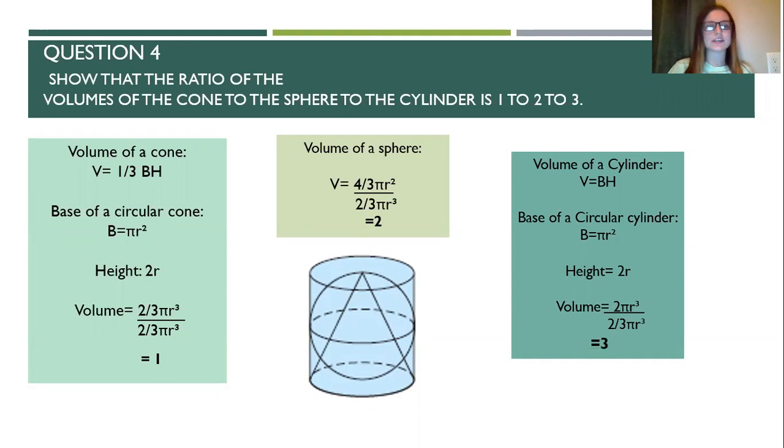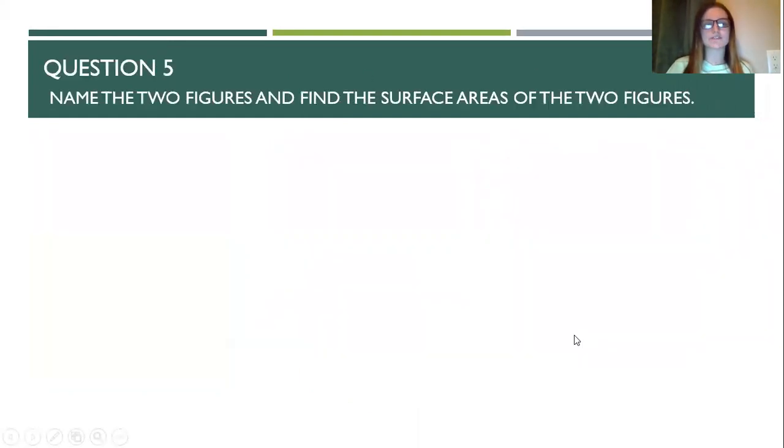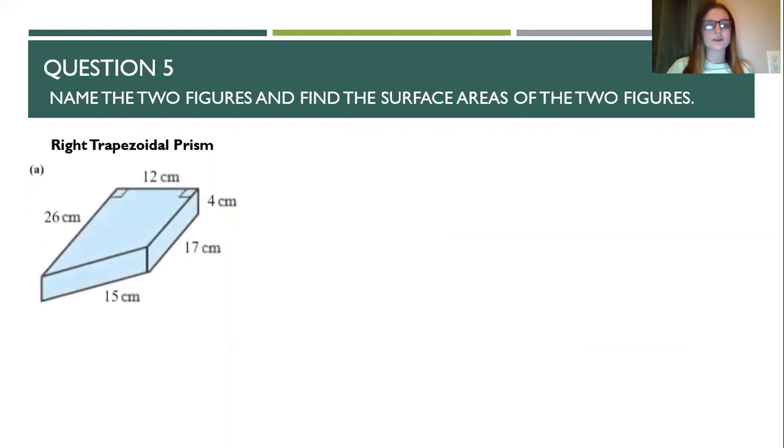So as you can see, the volumes of the cone to the sphere to the cylinder is 1 to 2 to 3. Now let's go to question 5. For question 5, we have to name the two figures and find the surface areas of the two figures. So for our first figure, we have a right trapezoidal prism. So here is our figure.